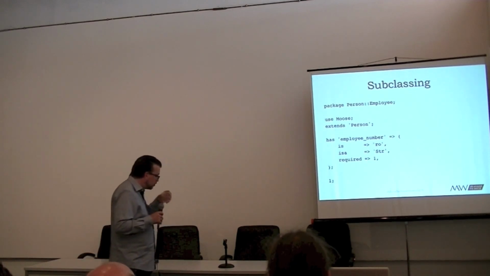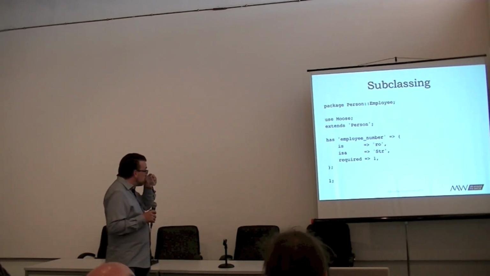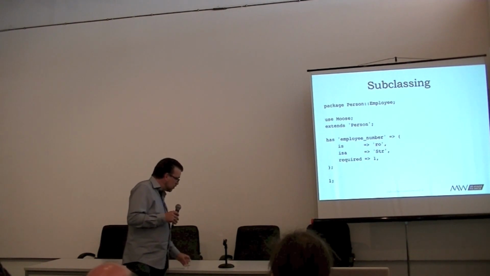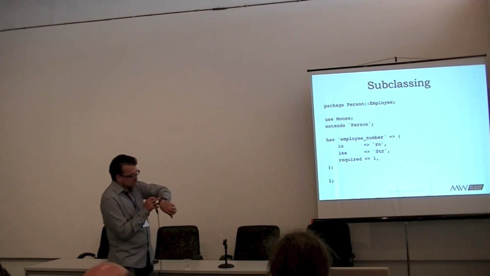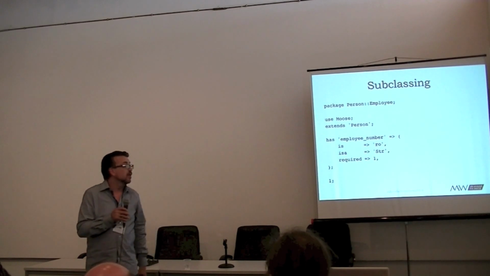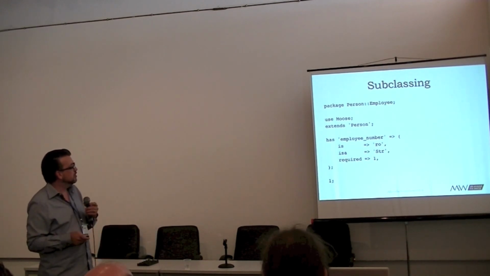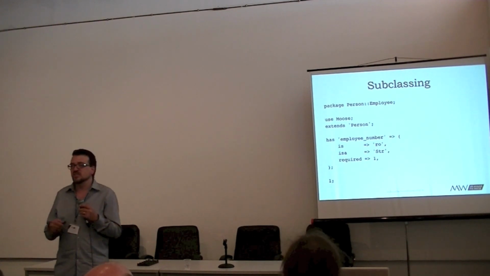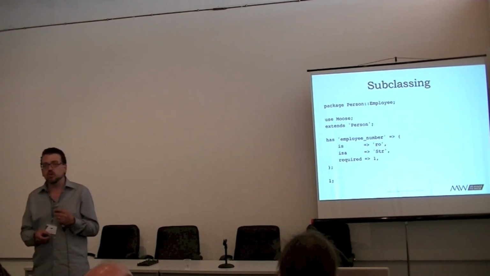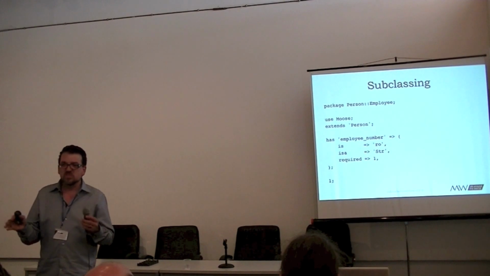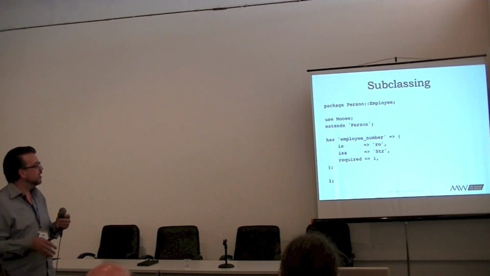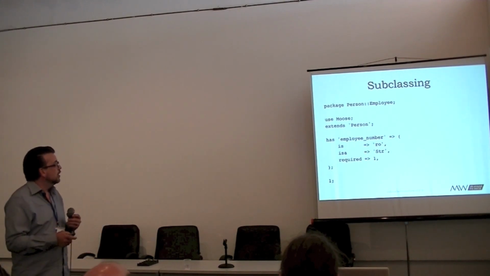Oh, subclassing. Yes, not a problem. So, we have a Person::Employee subclass of Person. It extends Person, and all it does is add an extra attribute called employee number. Again, simple, nothing complicated. This is just an example.